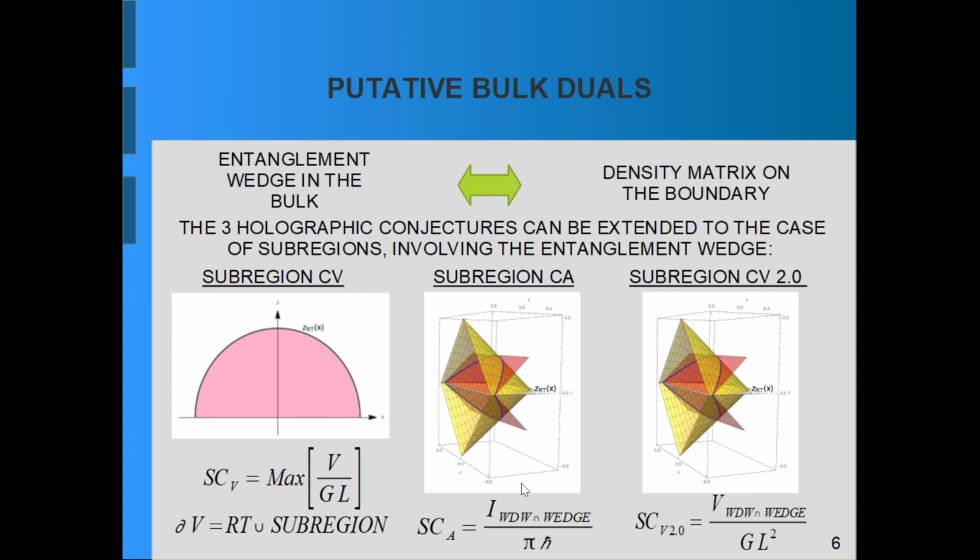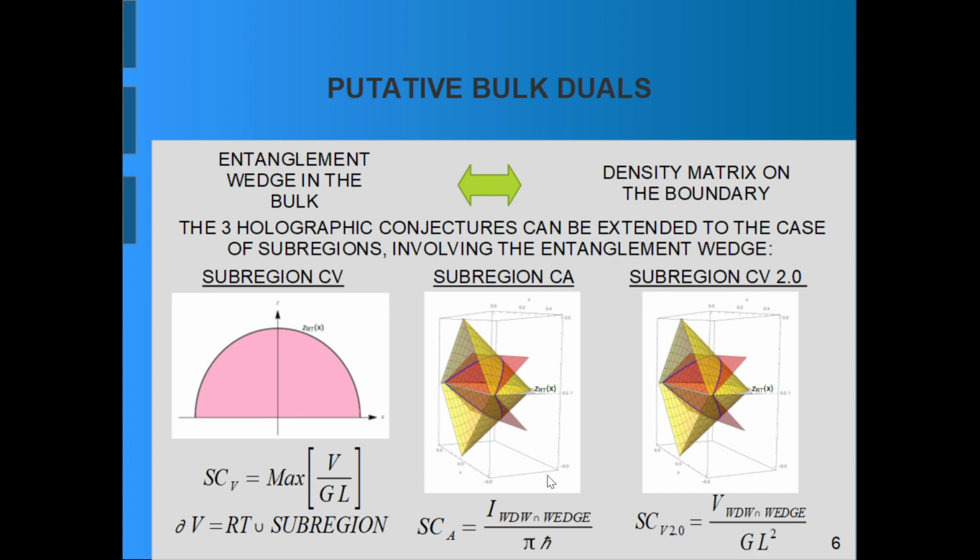According to holography, indeed, the entanglement wedge encodes all the information about the density matrix of the dual state on the boundary. Therefore, we have the subregion CV proposal, according to which subregion complexity is related to the volume of a maximal codimension 1 bulk surface anchored at the Ryu-Takayanagi surface and the subregion on the boundary itself. According to subregion CA and subregion CV 2.0 instead, subregion complexity is related respectively to the gravitational action and the spacetime volume of the intersection between the Wheeler-DeWitt patch and the entanglement wedge.